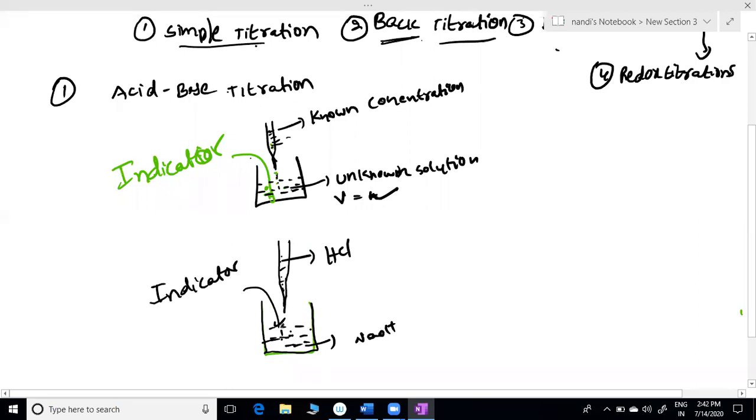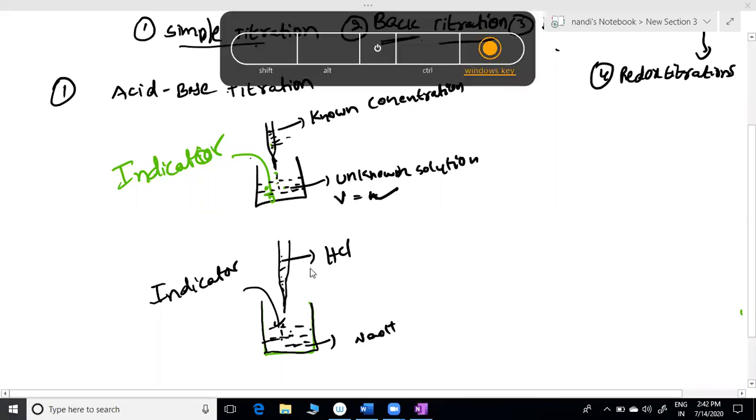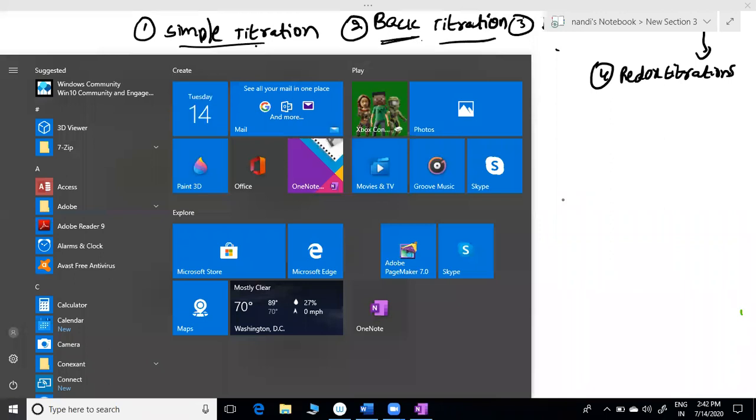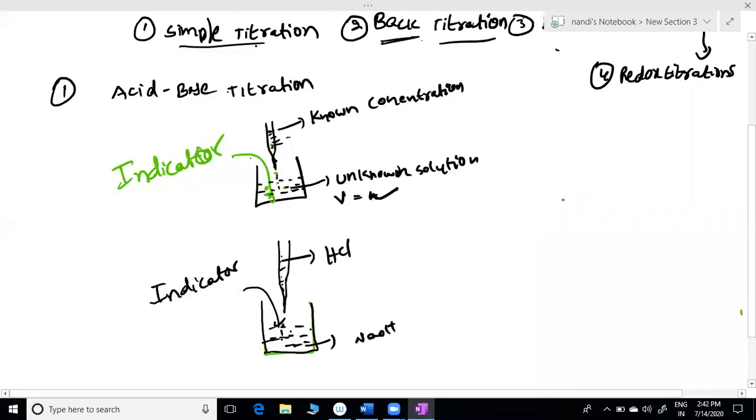When the reaction is completed, the color changes. At that point, we call it the end point. Please note down: end point means the reaction is completed between the two components we are adding. Understood? At the end point, the color change occurs, and then you have to stop the reaction.